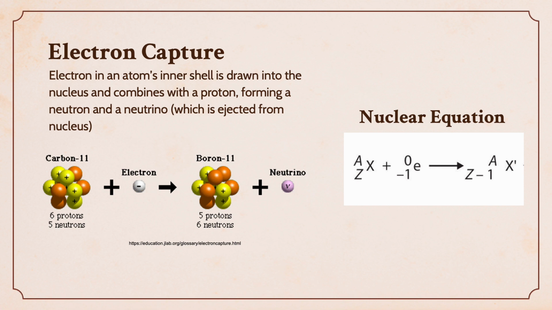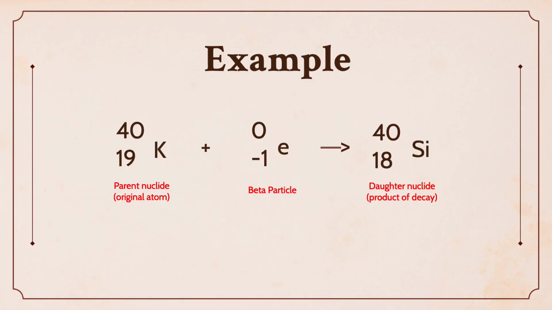A neutrino is just a neutral electron, so it has no charge. And electron capture is unique in the way that a particle is being absorbed instead of being emitted from an unstable nucleus. So our nuclear equation is going to look different from our previous ones. Now let's see an example. Here we have our parent nuclide potassium-40, and instead of emitting the beta particle or the electron, it actually combines with it and loses one proton, making a resulting daughter nuclide that is silicon-40.